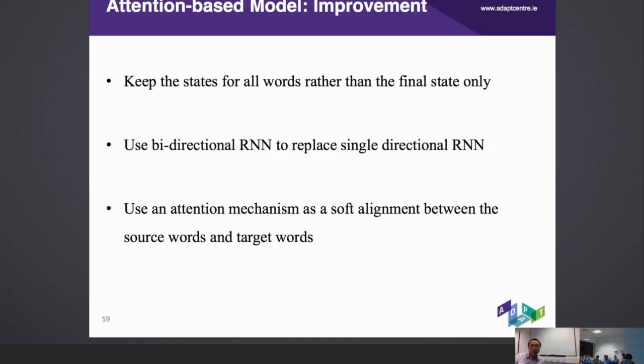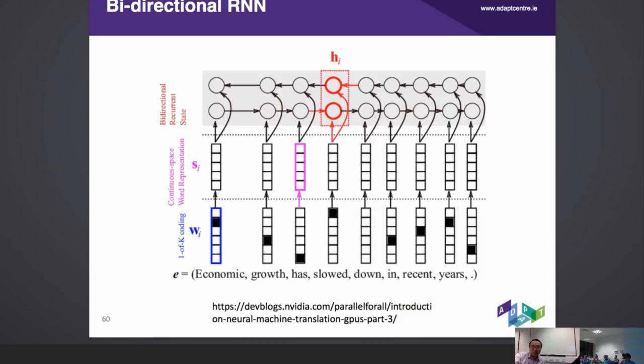So the improved idea is to use an attention mechanism to improve neural machine translation. There are several ideas for the attention-based model. First, we keep the state for all the words rather than the final state only. We have a separate state for each word on the source side, and then we use a bidirectional RNN to replace the single-directional RNN. Finally, we use an attention mechanism as a soft alignment between the source words and the target words.